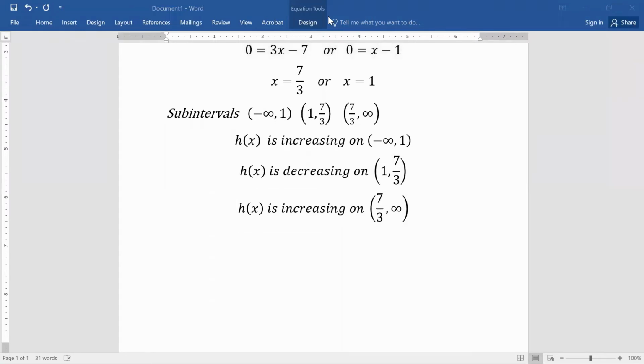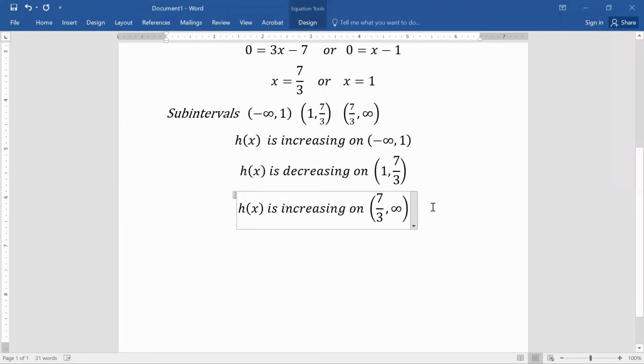So again, if you think about what's happening, we're increasing from -infinity up to 1. At 1, we take a downturn and we're decreasing up until we hit 7/3. And once we hit 7/3, we're increasing again. So we're at 1 and we're at 7/3. So we're going to get a relative maximum when our critical value is 1, and we're going to get a relative minimum when our critical value is 7/3.